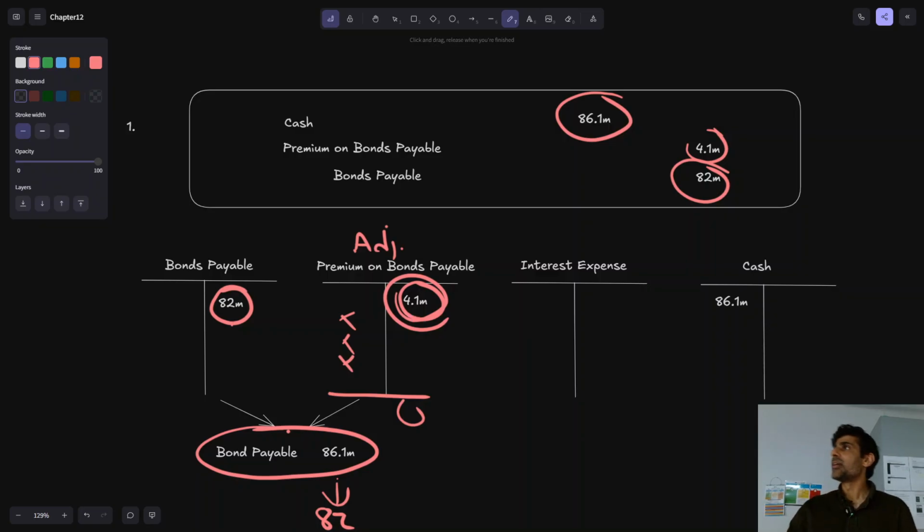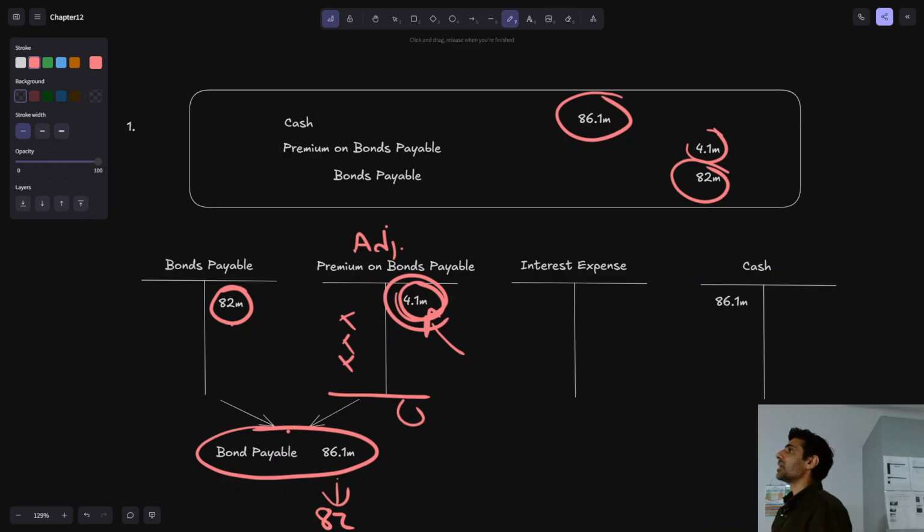So if we have semi-annual interest payments, it's a 5-year bond. How many payments are we going to amortize this over? What should we divide it by to get the per payment amortization? Semi-annual, and it's 5 years. 10, right? 5 years times 2 payments per year.